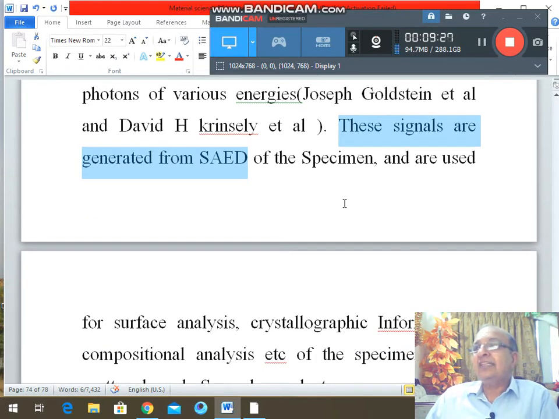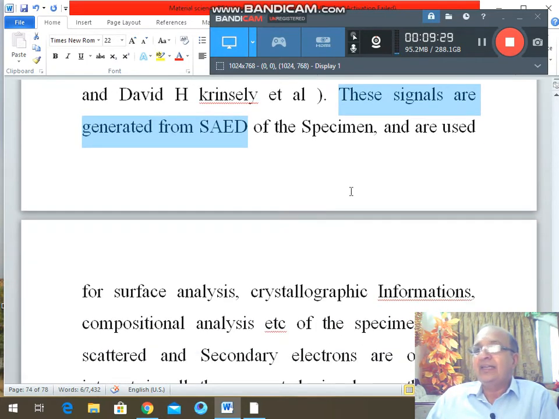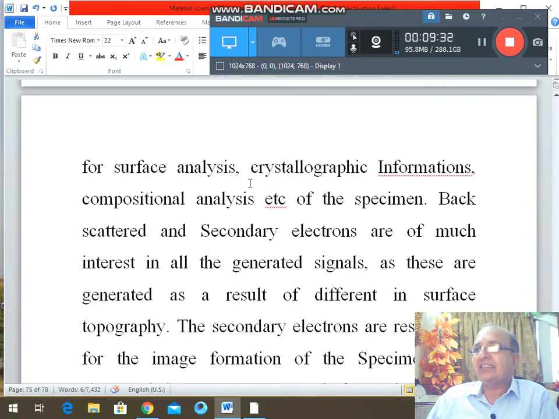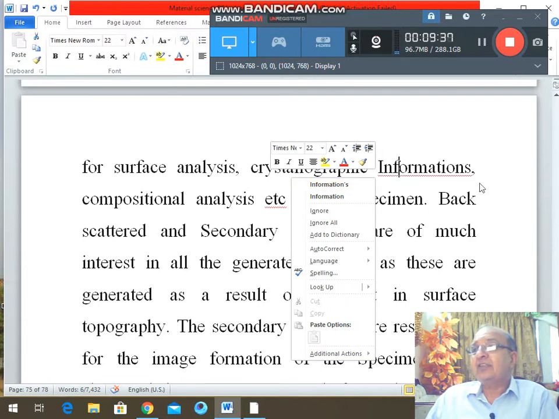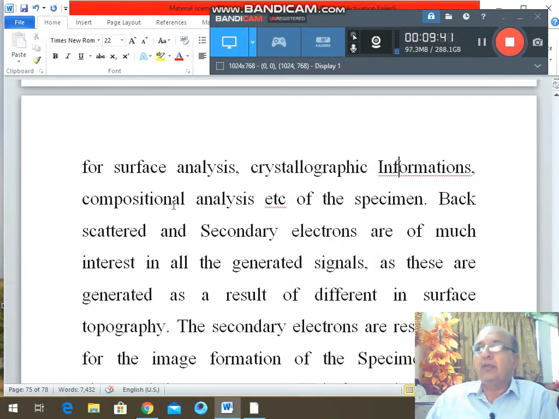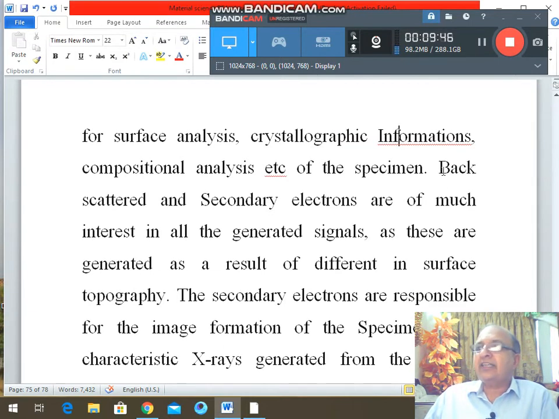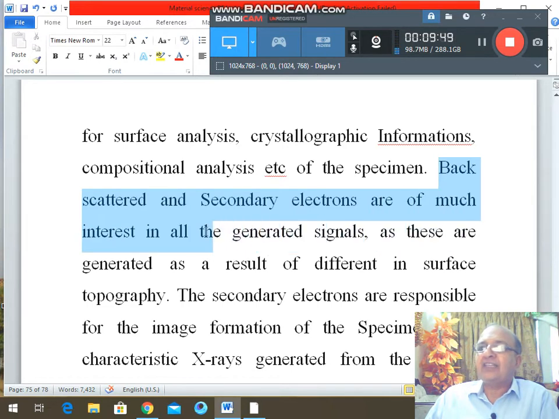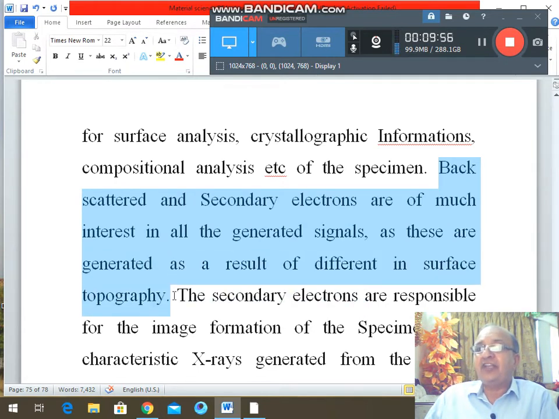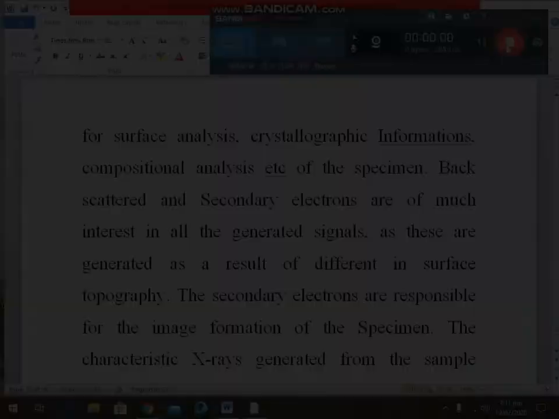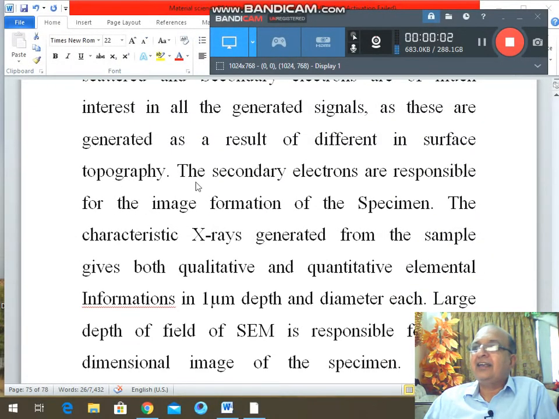So, these signals from the specimen are used for surface analysis: crystallographic information, compositional analysis and many more. Backscattered and secondary electrons are of much interest among all generated signals, as these result from different surface topography. The secondary electrons are responsible for image formation.